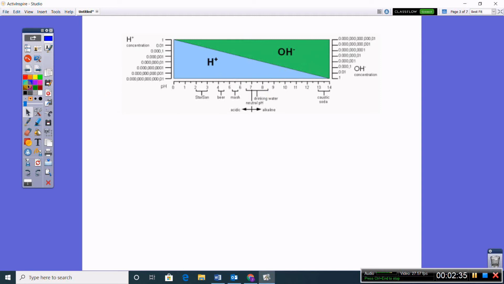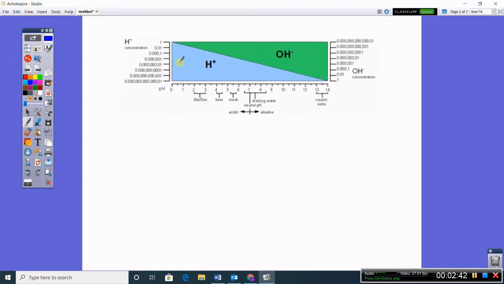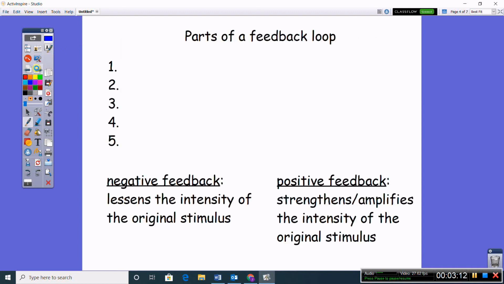I like this diagram because if we were to look at it right at a neutral pH of 7, I have equal amounts of H pluses and OH minuses. As I get closer to 14, obviously my amount of OH minuses increases. As I get closer to 0, my amount of H pluses increases. But at 7, the amount of those should be equal.